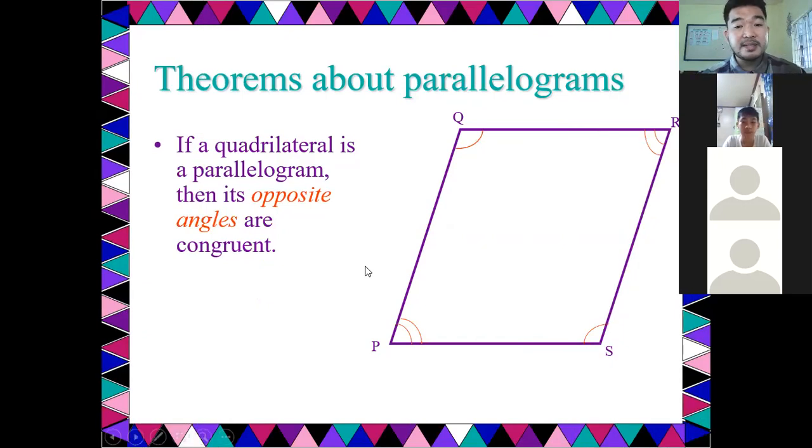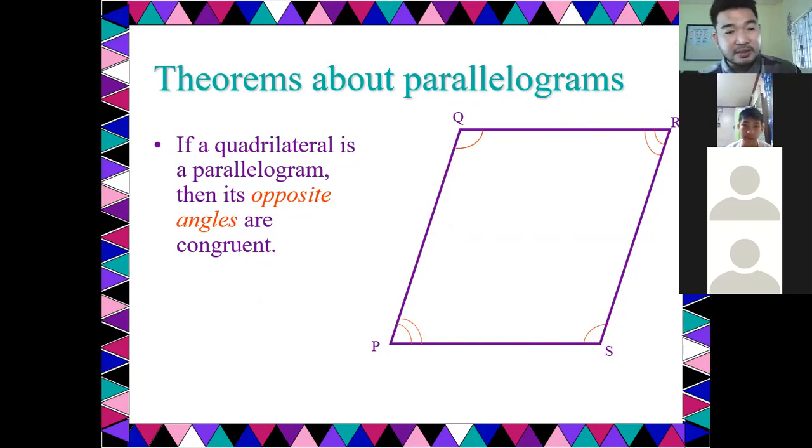Once again, masasabi natin na ang isang quadrilateral ay parallelogram if and only if it has two pairs of opposite sides which are parallel and congruent to one another.